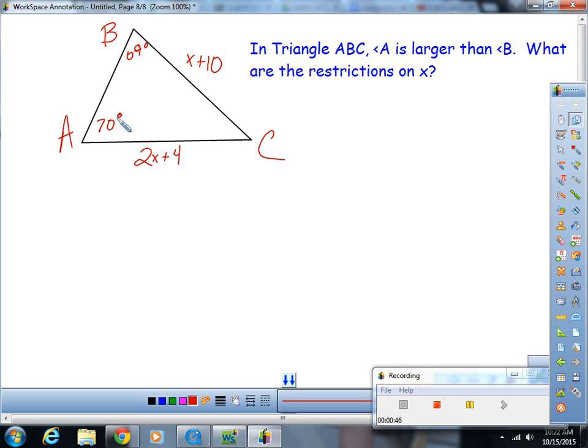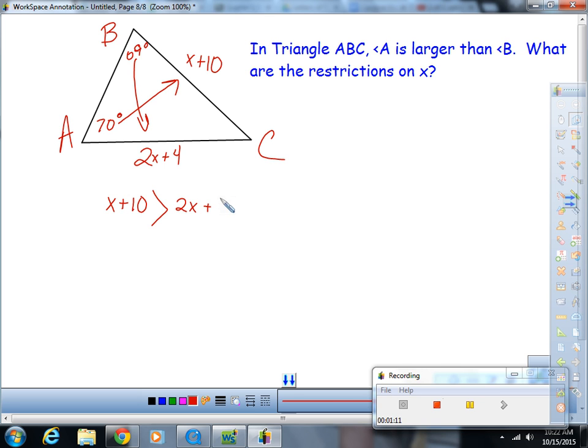We don't know if they're 1 degree off, but we know that angle A is larger. Well, that means that the side that's opposite from angle A has to be bigger than the side that's opposite from angle B. Okay, so that's where I get that from.